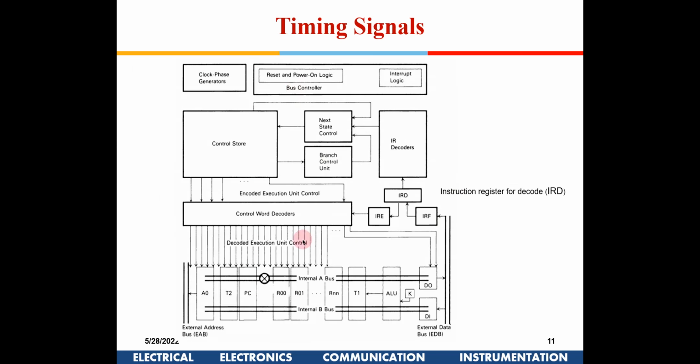Now coming back to our main block diagram. From the previous block diagram, the only new thing which has been introduced out here is something known as the instruction register for decode. So one more register has been included out here. That is because once the instruction register and instruction decode is happening, the instruction will be going from the IR decoders through the control state and through the control word out here.